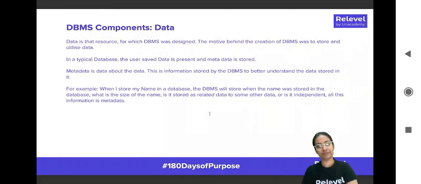Okay. For example, when I store my name in a database, the DBMS will store the name, will store when the name was stored in the database, what is the size of the name, whether it is stored as related data to some other data or is independent, and all this information is metadata itself. Okay, this is more like a typical example in terms of DBMS, right?